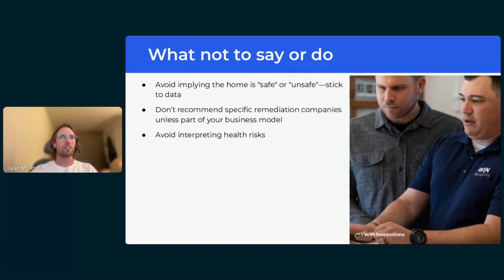And then the last thing is, understand we're not interpreting health risks unless you're a doctor. I'm sure there's at least one doctor that got out of the medical industry and started a home inspection company, but most of us aren't healthcare professionals, so we can't associate the results from mold testing to specific health risks or health symptoms and things like that.